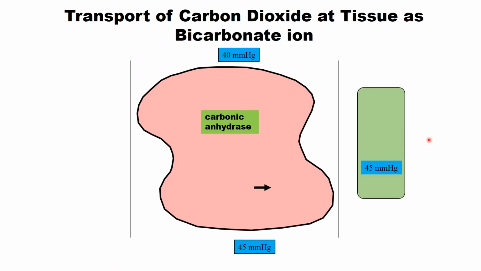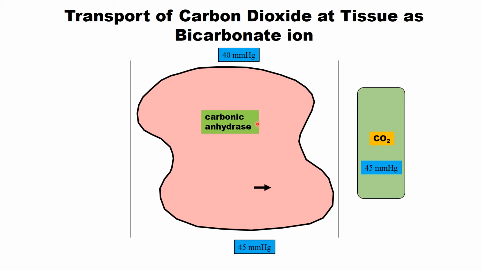The major mechanism for transport of carbon dioxide is in the form of bicarbonate. So let's understand this mechanism. First, we know that this is a tissue cell, which is present in the interstitial fluid, and this is an RBC which is present in the blood. We have the enzyme known as carbonic anhydrase. This enzyme accelerates the reaction between carbon dioxide and water approximately 5000 fold.